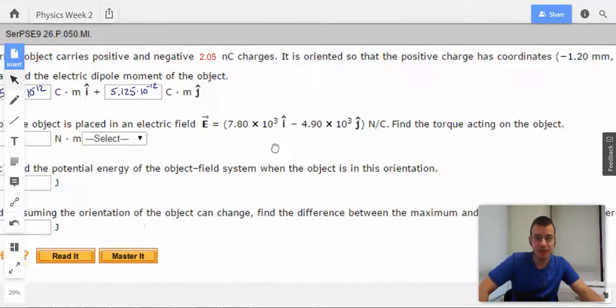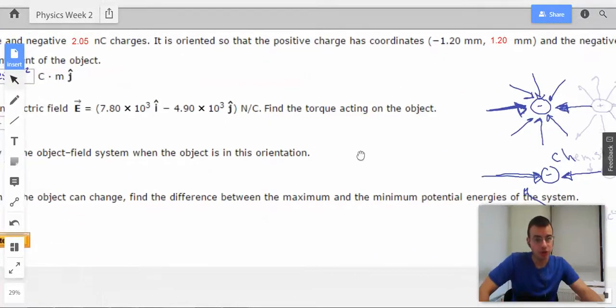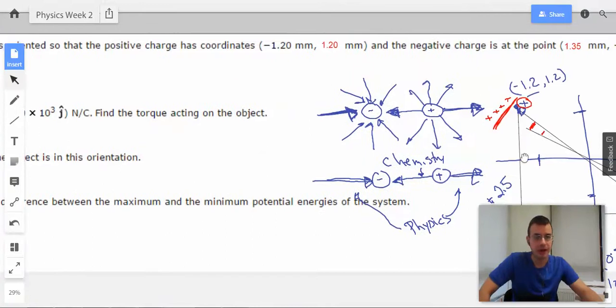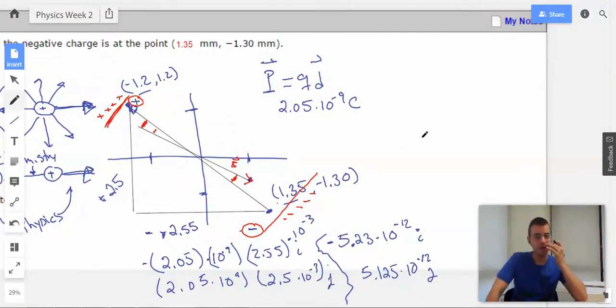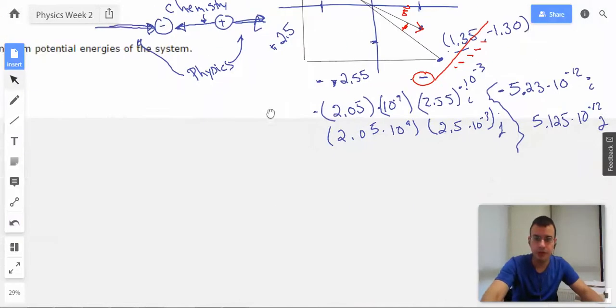The object is placed in the electric field like that. Find the torque acting on the object. All right. So this is just going to be another formula. So the idea is it's going to have maximum torque when the two are perpendicular to each other.